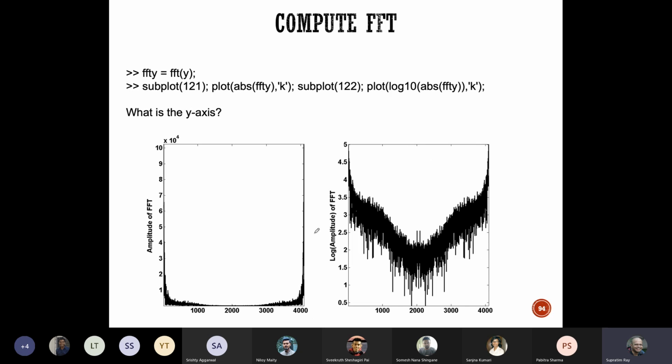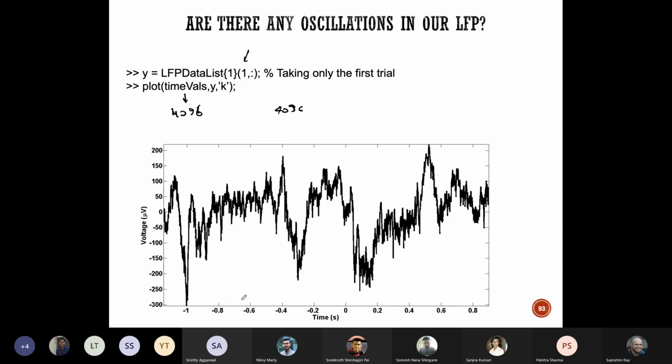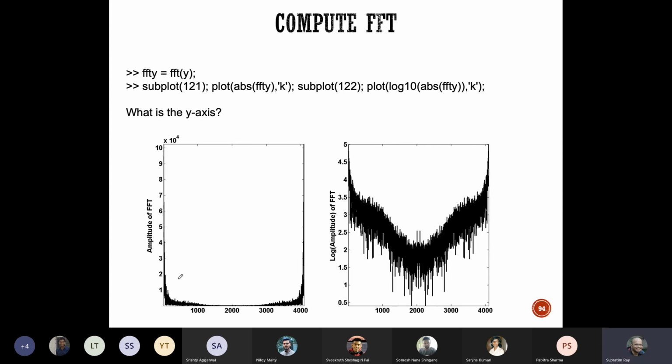So this is what it looks like. And this is what you get when you plot the absolute value of the FFT. The first time you see this, it's always very scary. You'll say, hey, what the hell is this? This is the amplitude of the Fourier transform. How many samples does it have? 4096. Same number of samples as my original signal. So this is what you will end up getting.